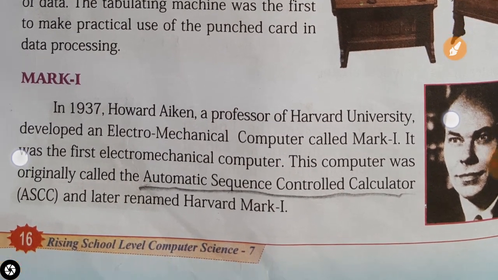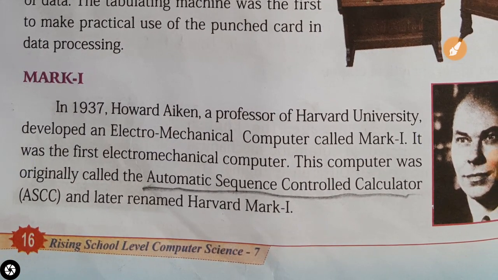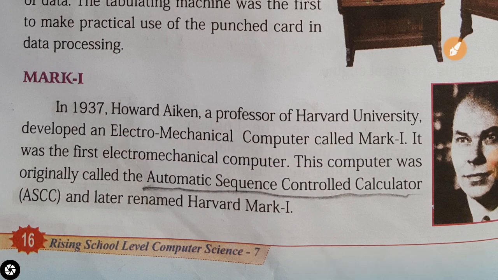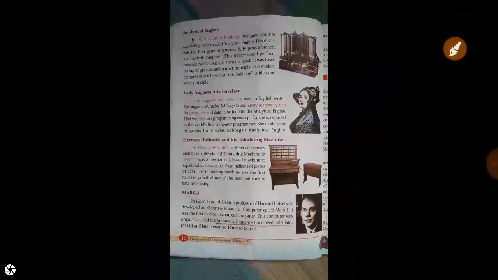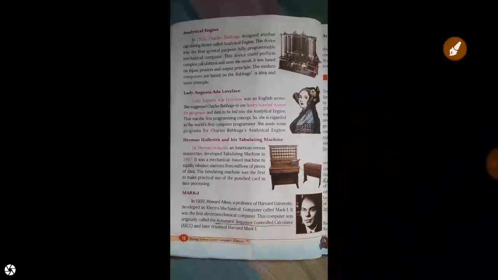So now let's know about Mark I. In 1937, Howard Aiken, a professor of Howard University, developed an electromechanical computer called Mark I. It is electromechanical computer. Remember this. It was the first electromechanical computer. This computer was originally called the Automatic Sequence Control Computer, ASCC, and later renamed Howard Mark I.